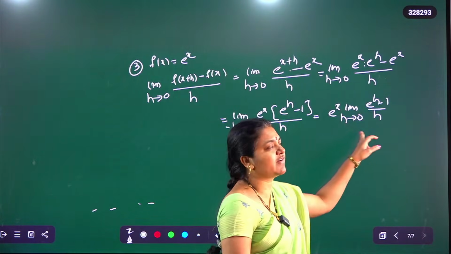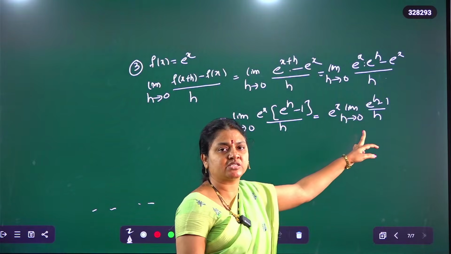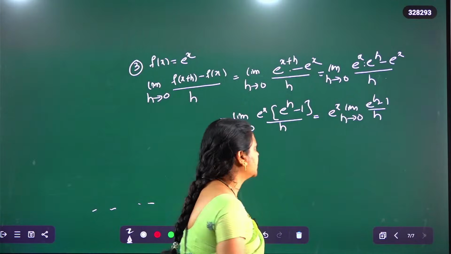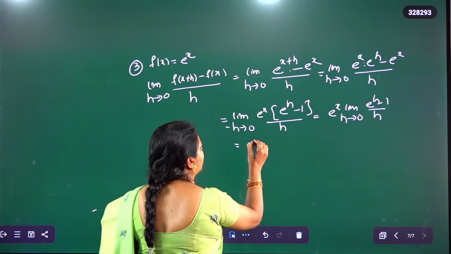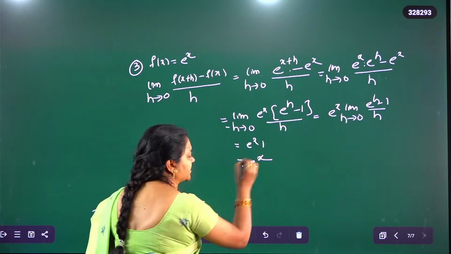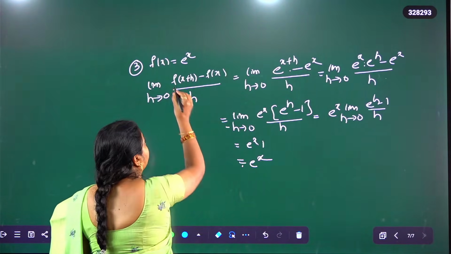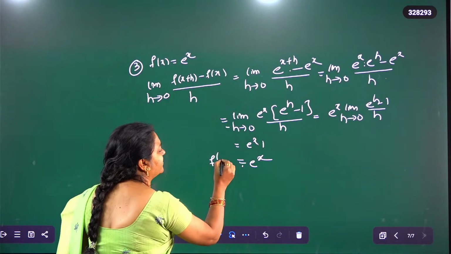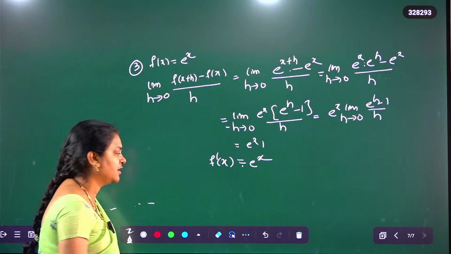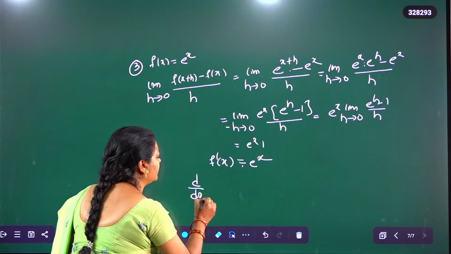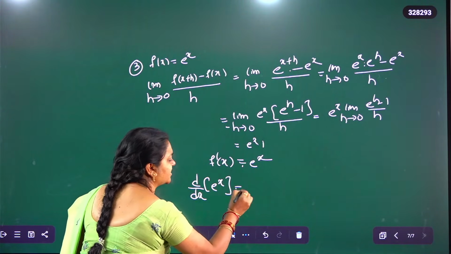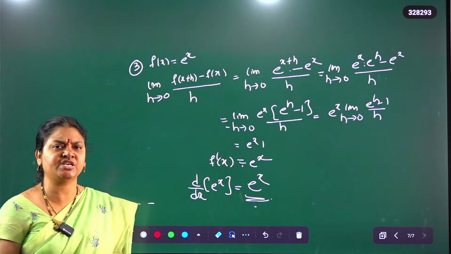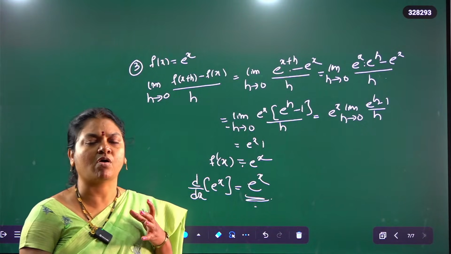This is a standard limit formula. Limit x tends to 0 of (e^x - 1)/x, whose value you studied in the continuity chapter. The standard value is 1. So here e^x into 1, we get e^x. That means we took f(x) = e^x, and by using the first principle we got the derivative f'(x) = e^x. So simply we can write d/dx of e^x = e^x only.